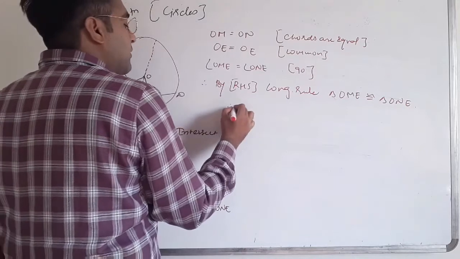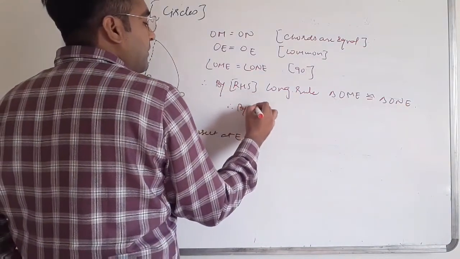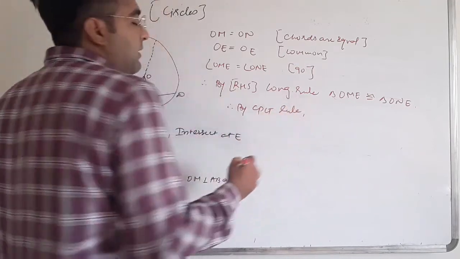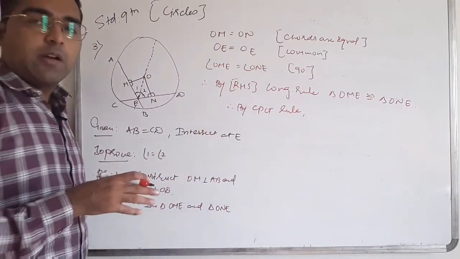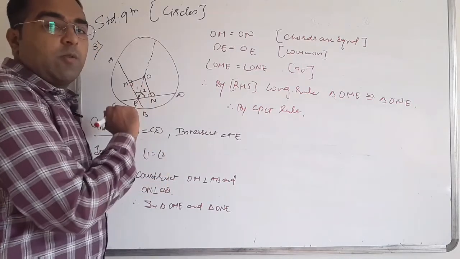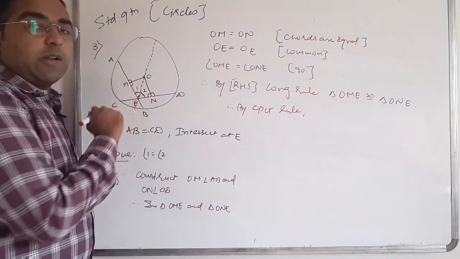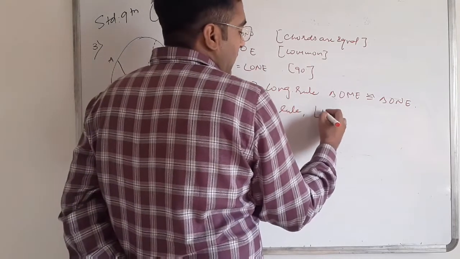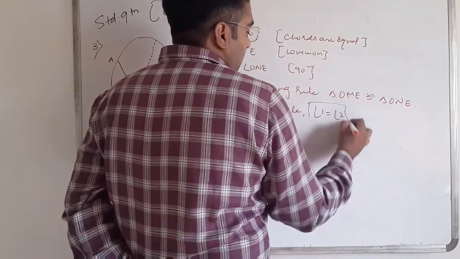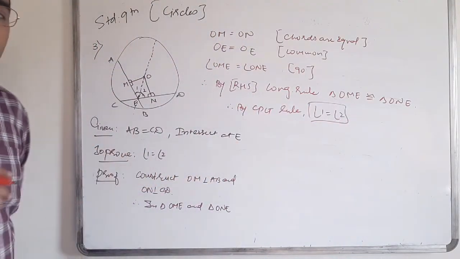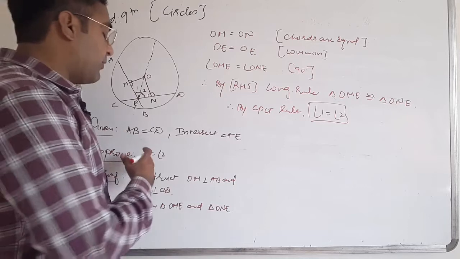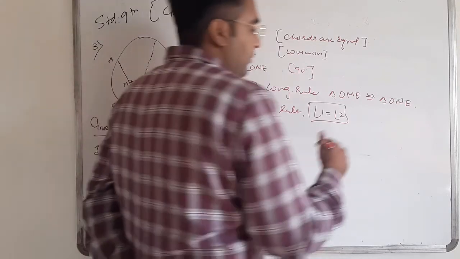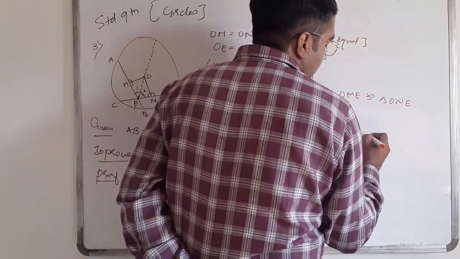So by CPCT rule, that is the corresponding parts of congruent triangles. Now both of the triangles are congruent, so the corresponding parts, that is angle 1 and angle 2, are equal. So we have to write that angle 1 is equal to angle 2. So what we have to prove, that is 1 and 2, is proved. So I'll write hence proved.